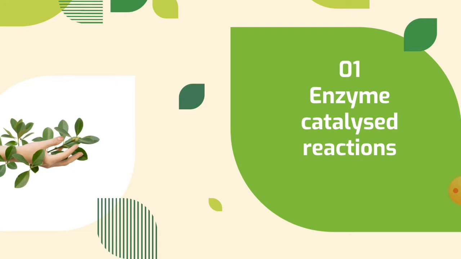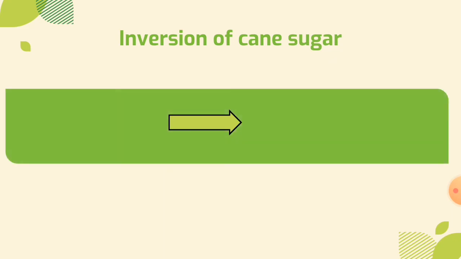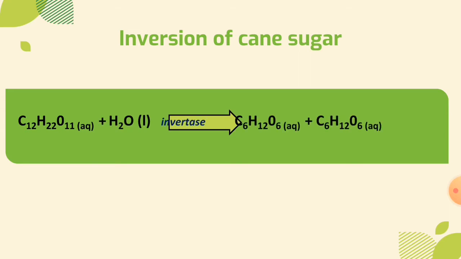We have to deal with some typical examples of enzyme catalysis. At first, we have inversion of cane sugar. Here, the enzyme invertase catalyzes the hydrolysis of sucrose into glucose and fructose.